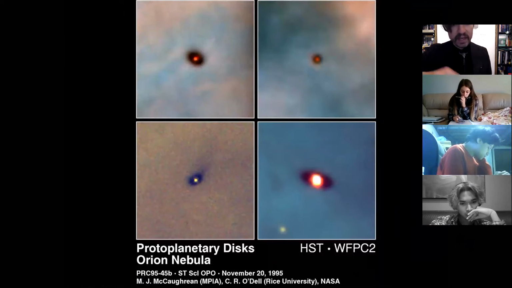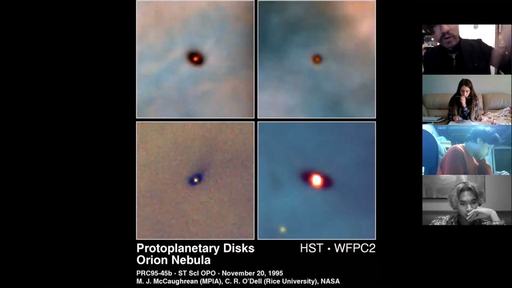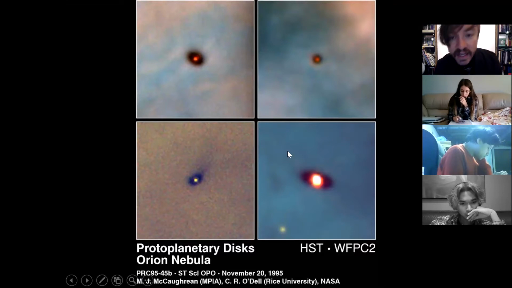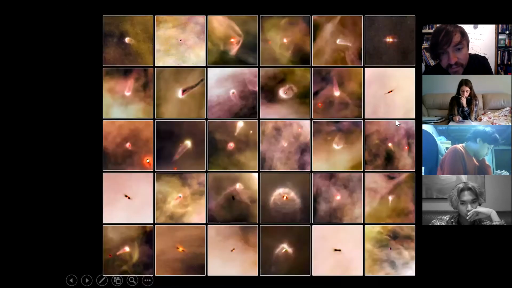A proplyd is a portmanteau word, a contraction of protoplanetary disk. And here are 4 images of proplyds with their little dusty disks that will one day form some solar systems, probably with aliens who will one day fight us in laser battles, or at least I hope they will, because that would be interesting. And here you can see a whole montage of these little proplyds.